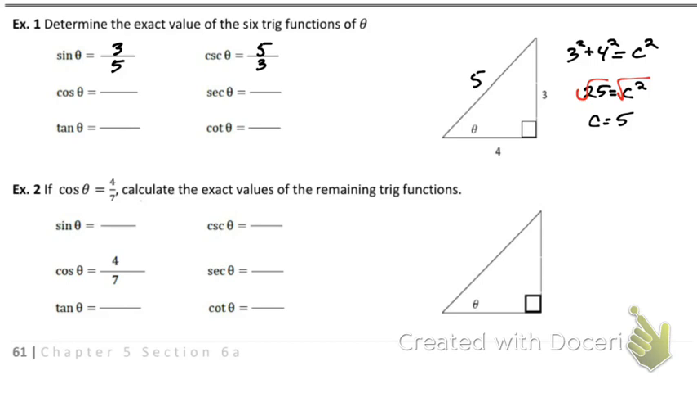My cosine's adjacent. Adjacent of theta is just going to be the one that's attached to it. So it's going to be 4 over 5, which means secant is 5 over 4. Tangent is TOA. That's opposite over adjacent. Like I said, opposite's always going to be the one furthest away from the angle. So that's going to be 3. Adjacent is the one attached to it. So that's going to be 4. So TOA, opposite over adjacent, is going to be 3 over 4. Cotangent is the reciprocal of that, which is 4 over 3.